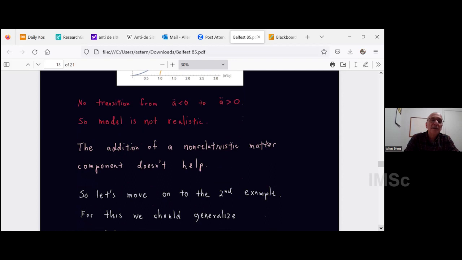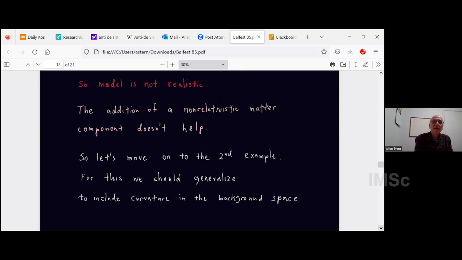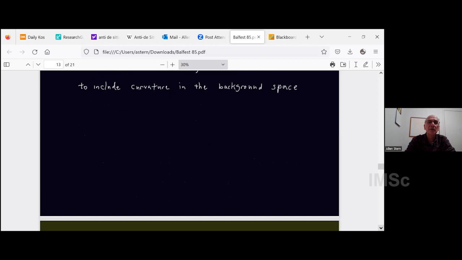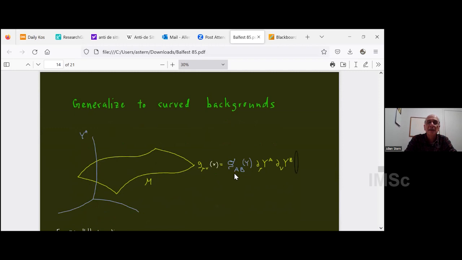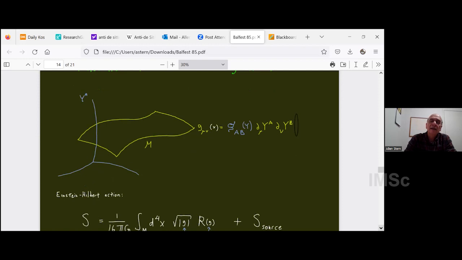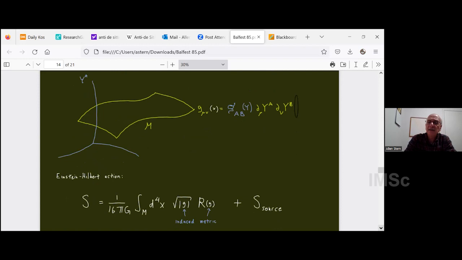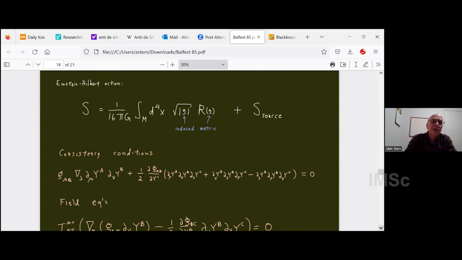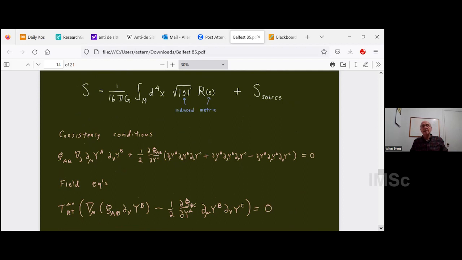So let's move on then to the second example. And again, for this example, I should generalize the original formulation of Regge-Teitelboim gravity to include the case of curvature in the background. The generalization is straightforward. So here I'm calling this thing in blue, this curly G, the metric of the background space, which again is not necessarily flat. I'm using the Einstein-Hilbert action, and the generalization is straightforward. The previous consistency relations and the field equations now become a bit more complicated, but it's no big deal.